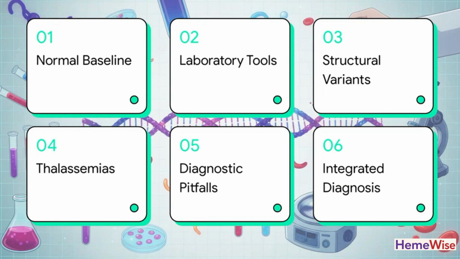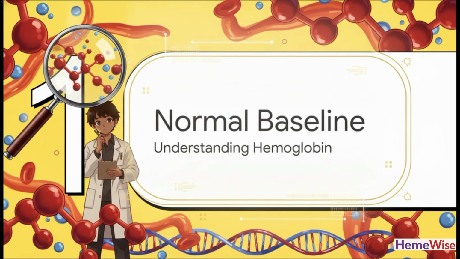To crack this molecular mystery, we've broken things down into 6 quick chapters. First, the normal baseline. Then, tools of the laboratory, spotting structural variants, decoding thalassemias, diagnostic pitfalls, and finally, the integrated diagnosis. Chapter 1. The normal hemoglobin baseline. Every good detective needs to know exactly what a normal scene looks like before they can start spotting the anomalies, right? So let's establish that baseline.